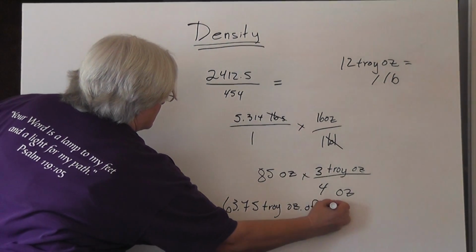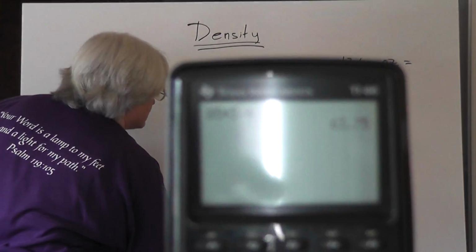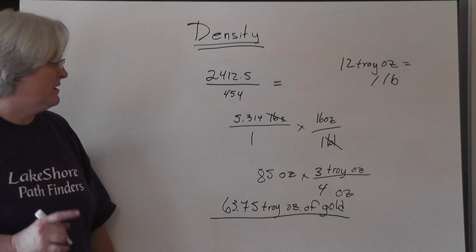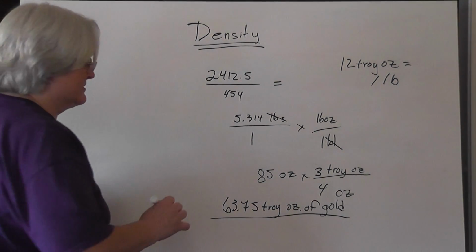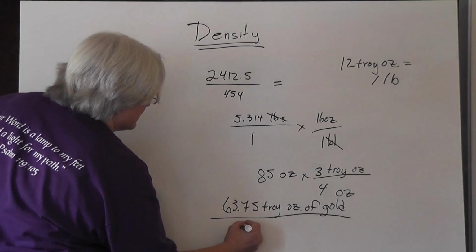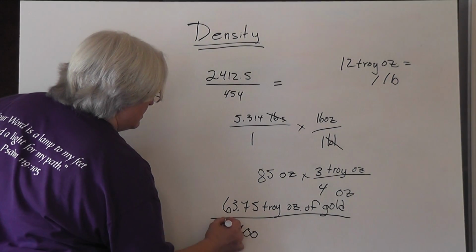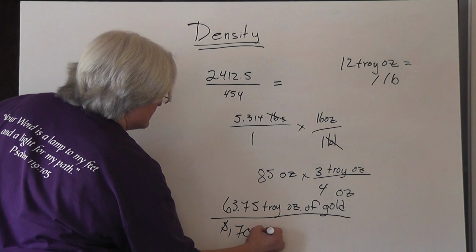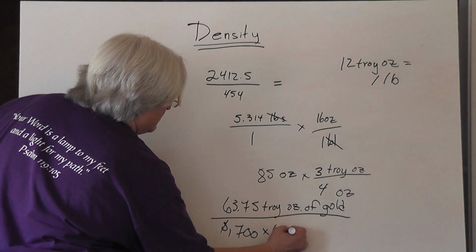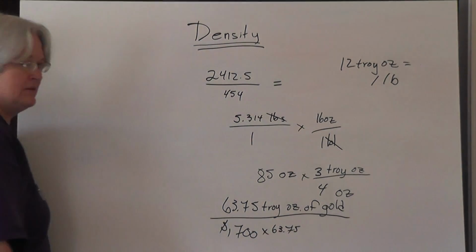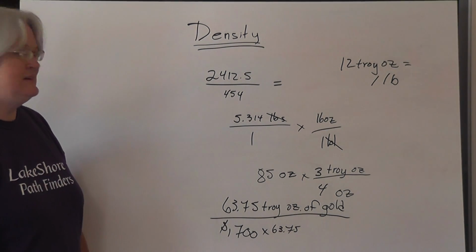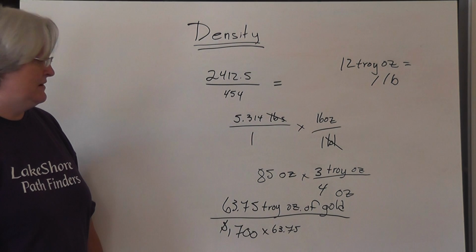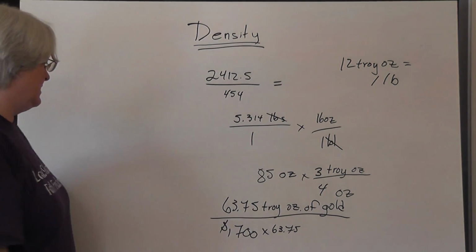Now, one of the prices of gold that I heard recently was $1,700 per troy ounce. What is 1,700 times 63.75?